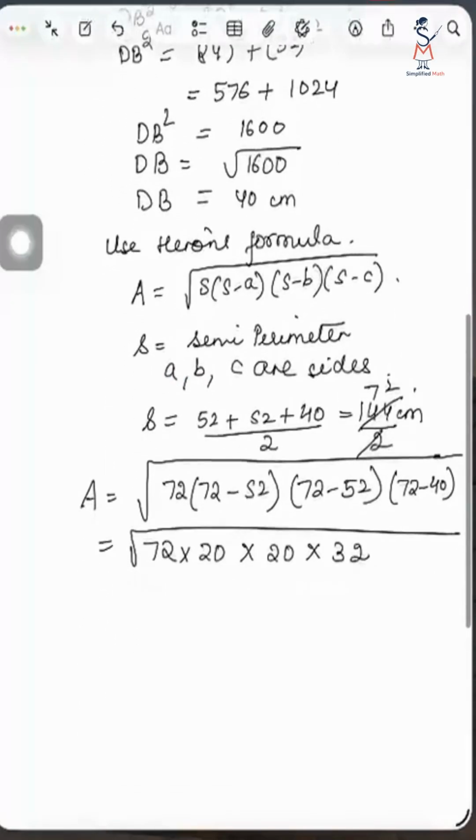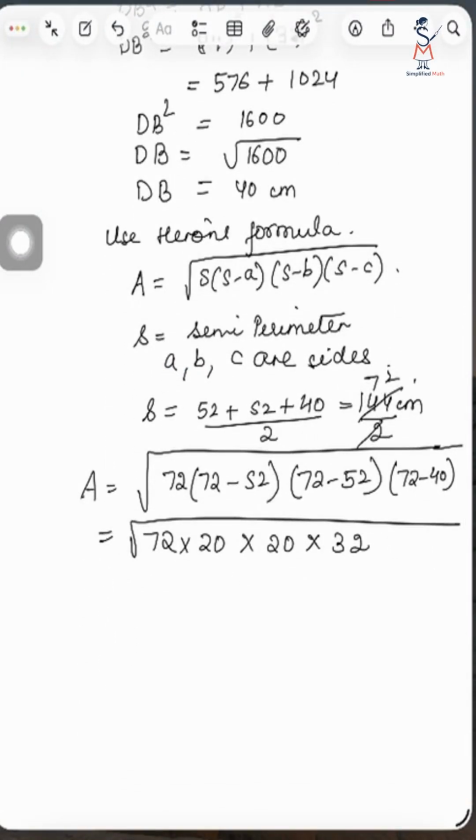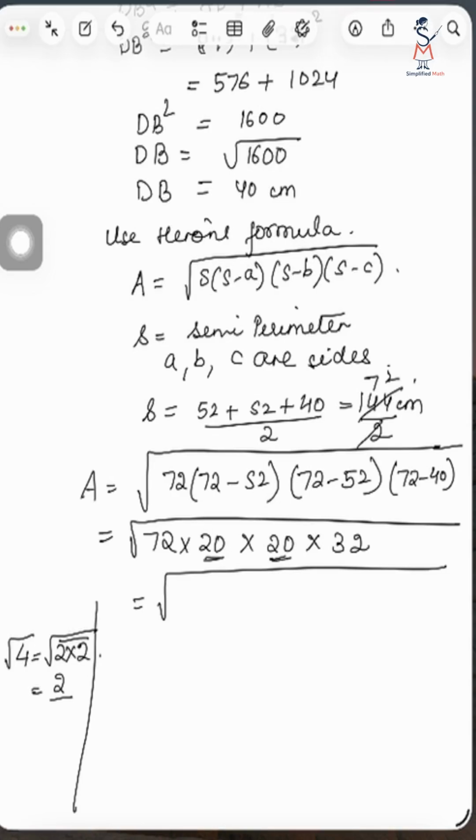Now, no need to multiply everything inside the square root. These two 20s are in a pair. We know when we find the square root, we make pairs of the numbers inside the square root, and from each pair we take out one. I'll just show you once again. Suppose I have to find the square root of 4. I can factorize it as 2 into 2. 2 is in a pair and we will take out 1 from it. So the same thing we will apply here. 20 is in a pair, so no need to do anything with this 20. We'll leave it.